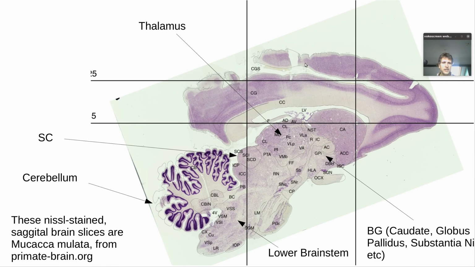Up here is the isocortex or the neocortex. This is a macaca mulatta, a monkey brain. You can see these brain slices at primatebrain.org. And this is just one of about 50 slices in a single brain. Because this is a sagittal slice, we've got the back of the brain. Here's the brain stem that then extends down to the spinal cord. This is towards the front of the head.